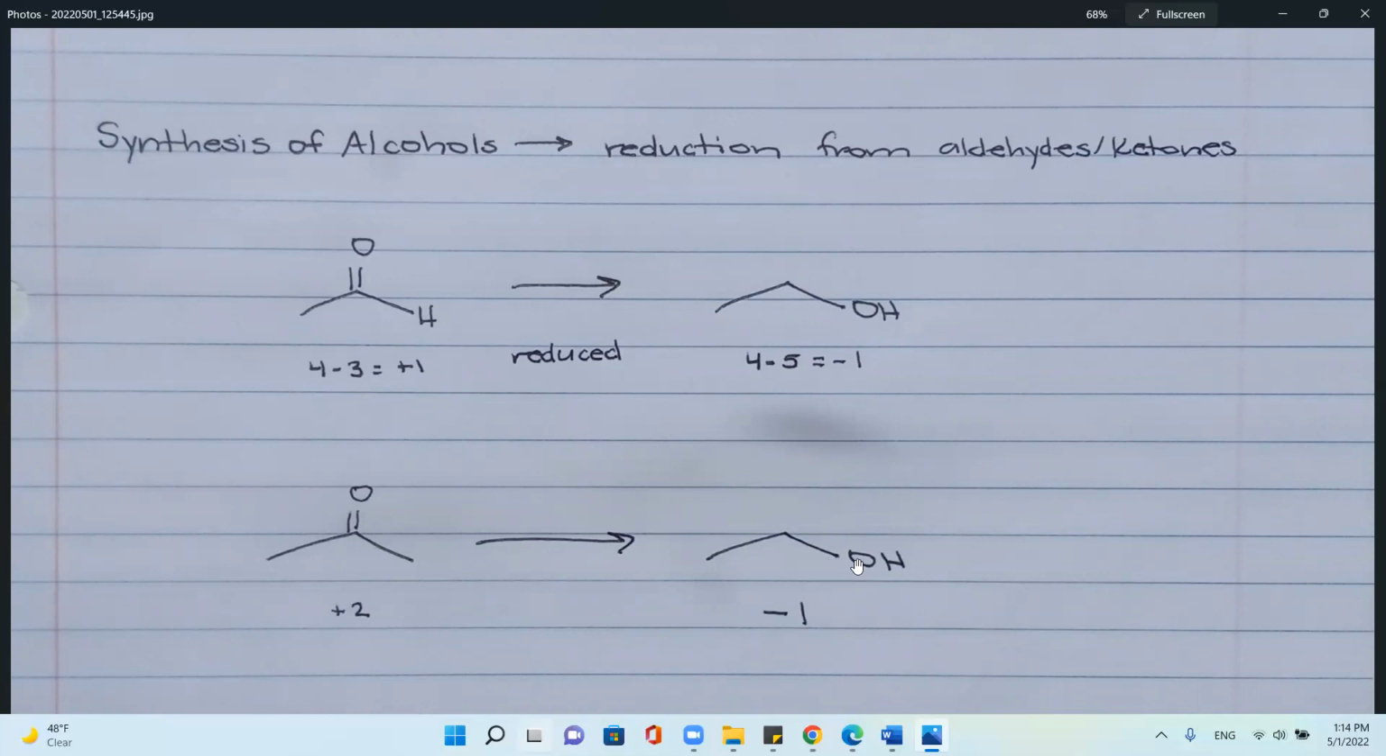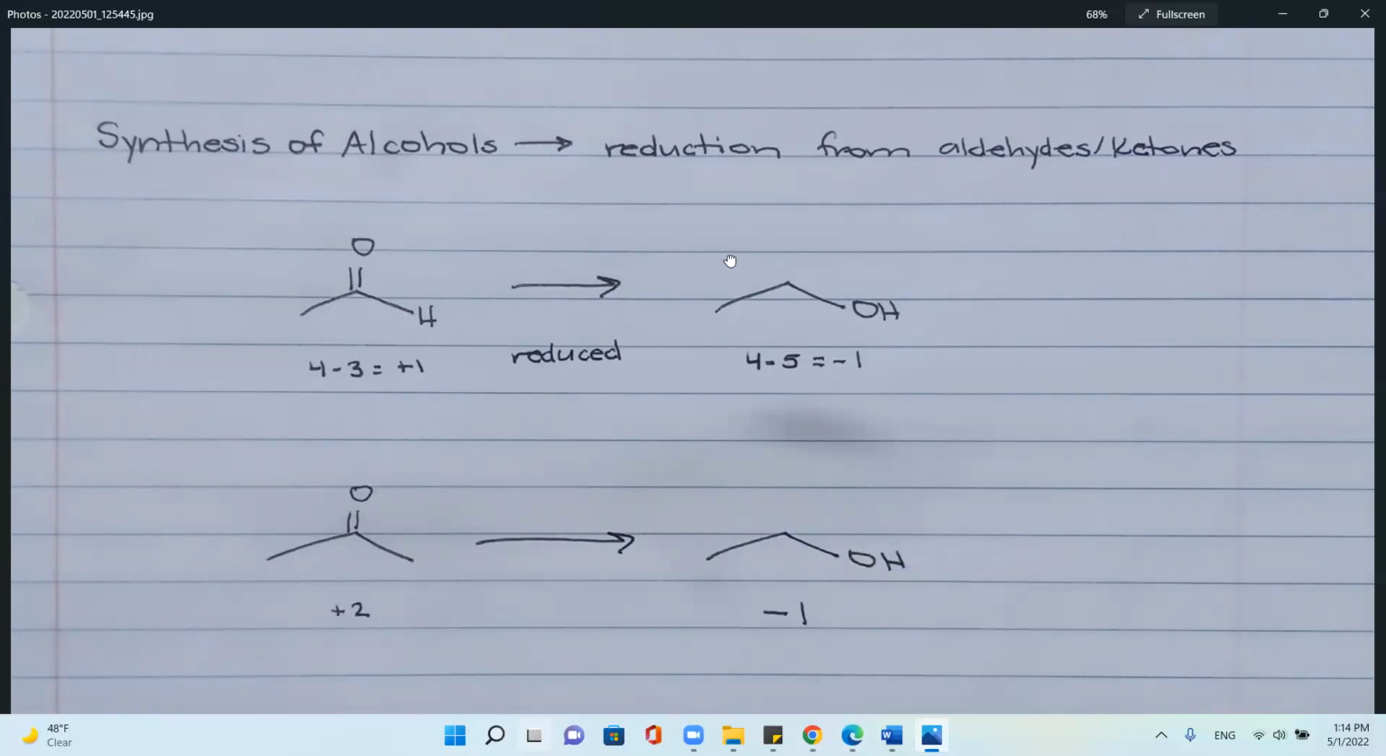We are going to be looking at reduction reactions to synthesize those alcohols. This is why we're lowering the oxidation state, so we can predict that our reagents are going to be full of hydrogens. Let's look at a couple of reactions here.